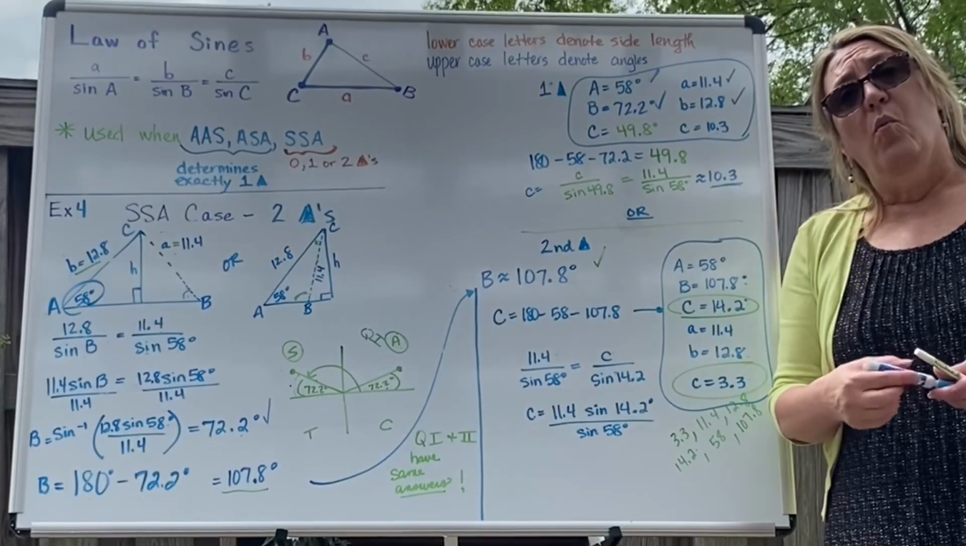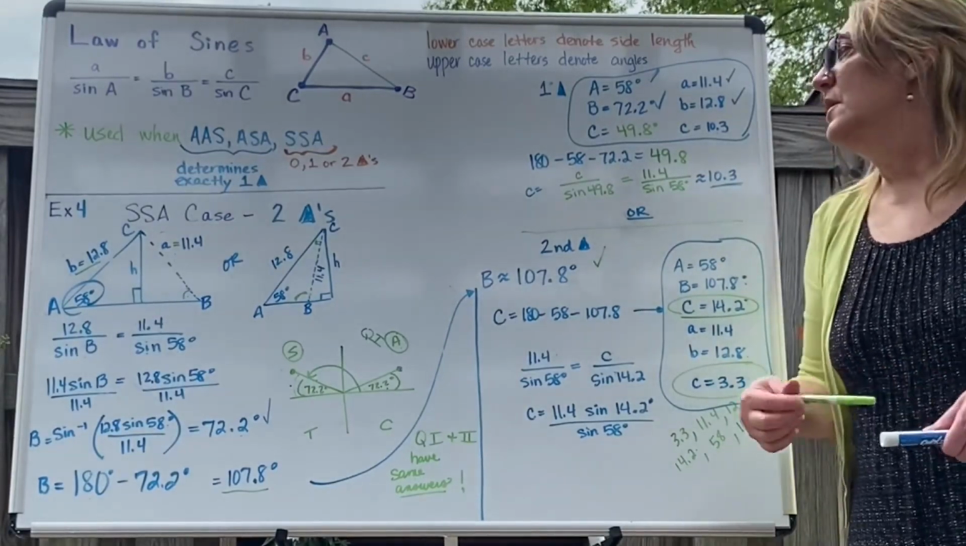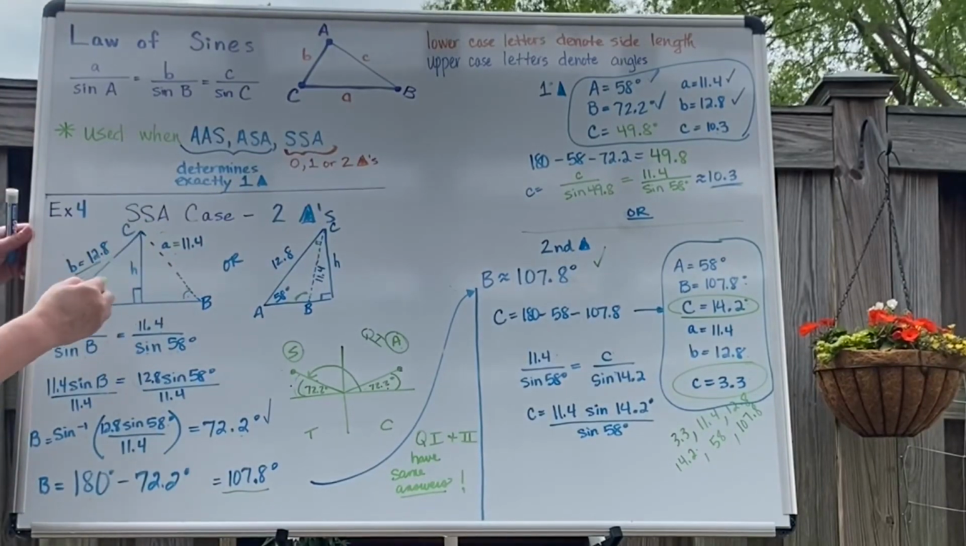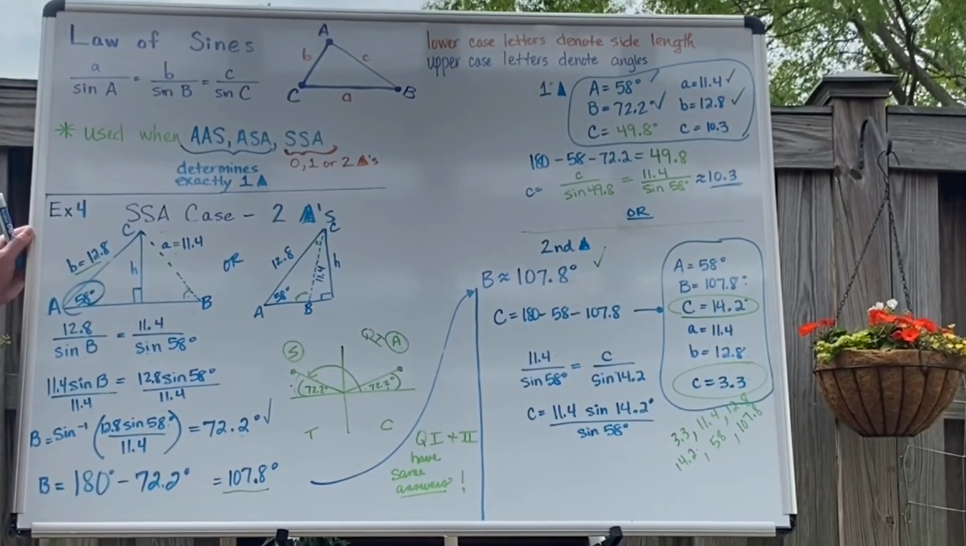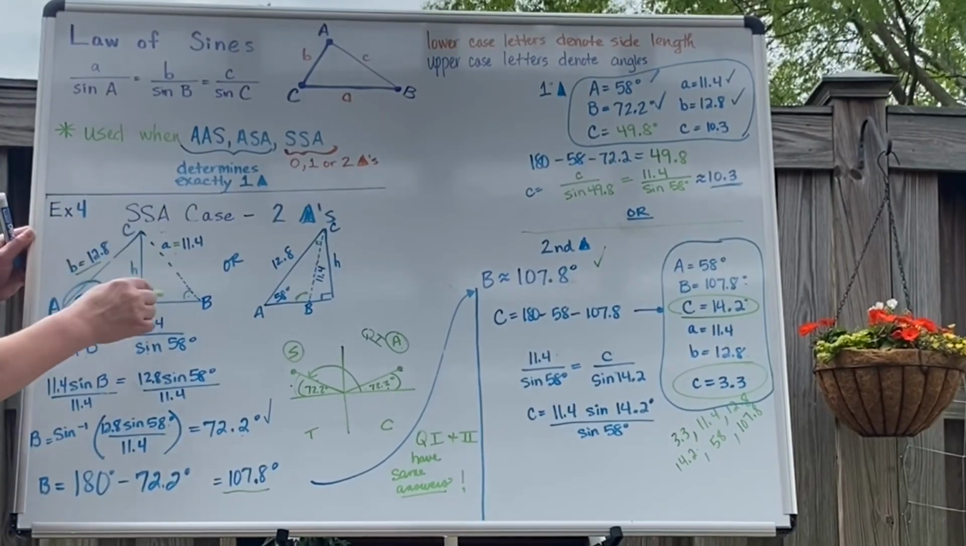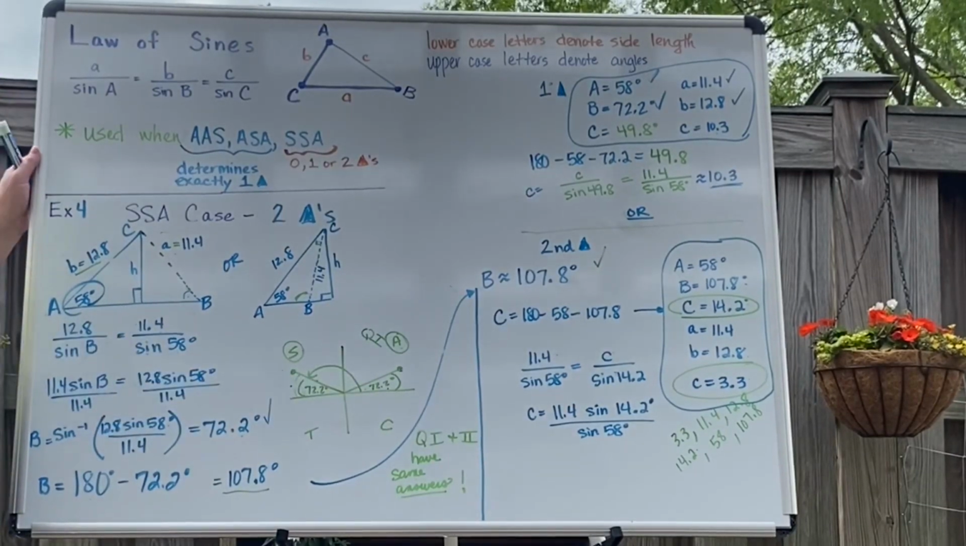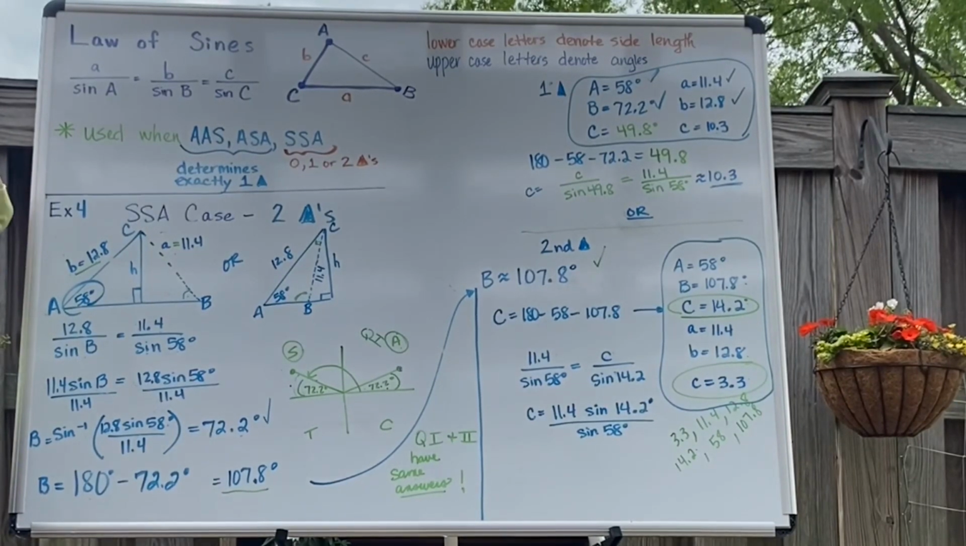Again, what makes this one difficult? Because SSA says if the given angle is acute, that's a red flag. Make sure you go look at the fact of, can you have two triangles or can you not have two triangles? All right, those are all our examples for the law of sines. Great job, guys.